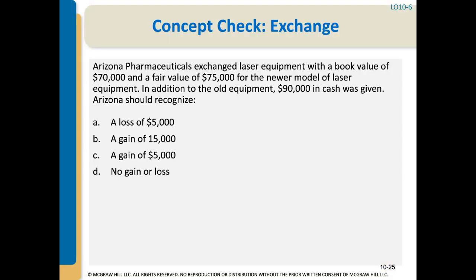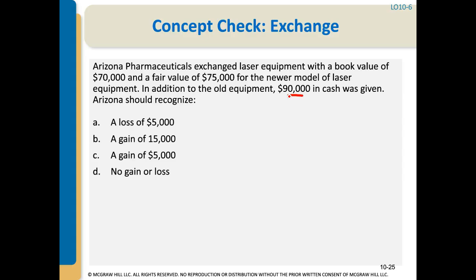Let's do a quick concept check. Arizona Pharmaceutical exchanged laser equipment with a book value of $70,000 and a fair value of $75,000 for the newer model of laser equipment. In addition to the old equipment, $90,000 in cash was given. So what should they recognize?